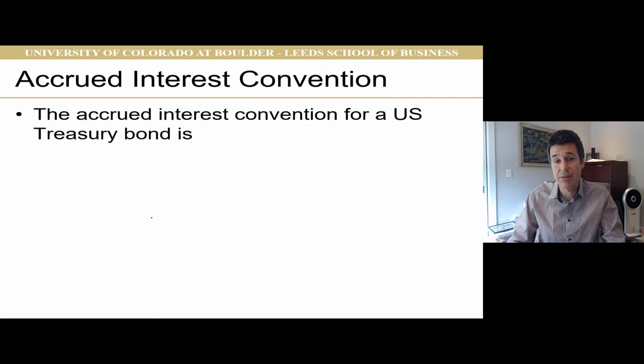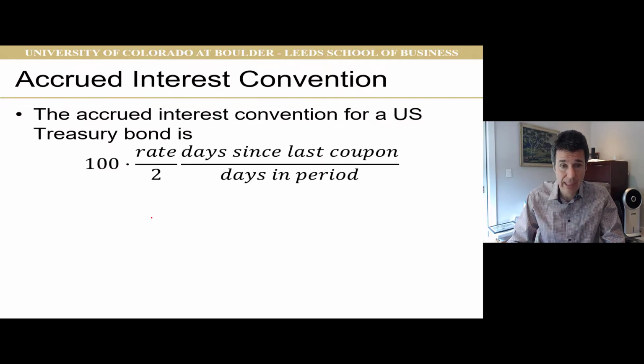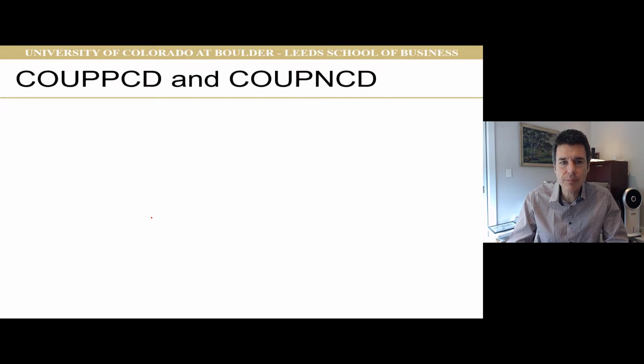The convention for U.S. Treasury bonds is that we take the $100 of principal, times the rate divided by 2. So if it's a 4% coupon Treasury bond, it's paying 2% coupons every 6 months. On $100 of principal, that is 100 times 4% divided by 2, $2. And then we multiply by the days since the last coupon divided by the days in the current coupon period.